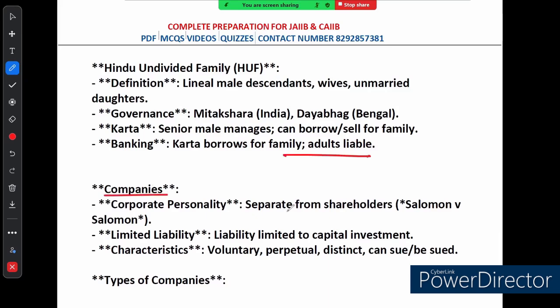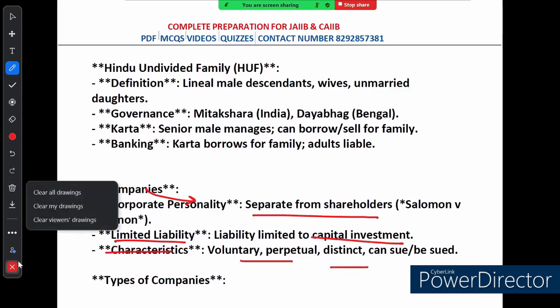Now let's talk about companies. A company is a separate entity from its shareholders, and one case study is given in your book, Salomon versus Salomon. This case study was asked in the previous year, so I request you to go through this case study because the concept inherent in it will be asked. So remember, a company has a corporate personality. It is separate from shareholders. Next thing is limited liability. Shareholder liability is limited to their investment in the company. Next thing is characteristics. Companies are voluntary, continue to exist independently and can be sued or can sue.